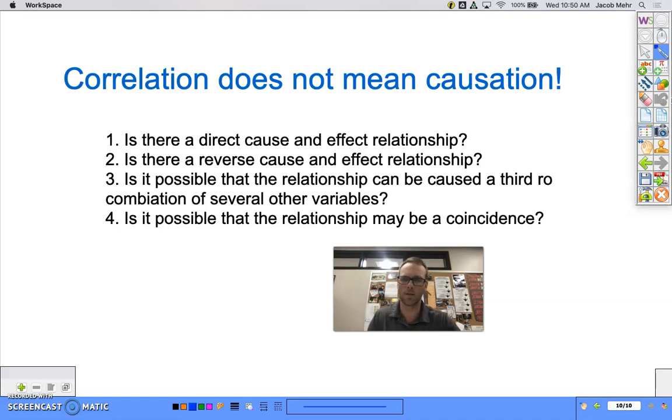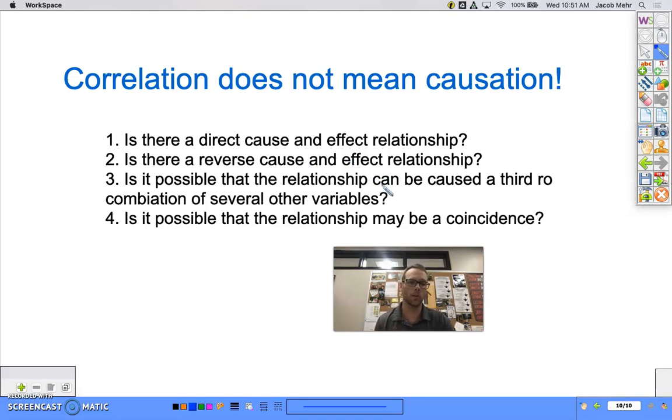So here are some questions that we should be asking ourselves. Is there a direct cause and effect relationship? It's very possible that there is that direct relationship where this one increasing causes that one to increase, or this one increasing causes that one to decrease. That's possible. However, it's also possible that it could be a reverse cause and effect, that we thought this was the explanatory and this was the response, but it could be the other way around for a cause and effect.